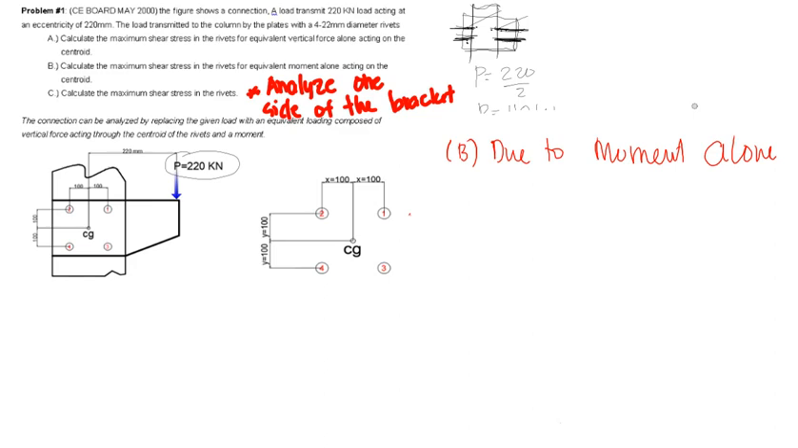We have an eccentricity, we have P, which is the 110 that we will use, which is for one side only of the bracket. So, how do we solve for the value of the stress due to moment alone? We know that the formula of stress is equal to the load. The load here is due to moment alone, the P. Our P is due to moment alone over the area.